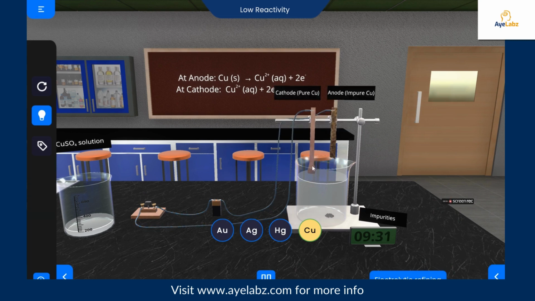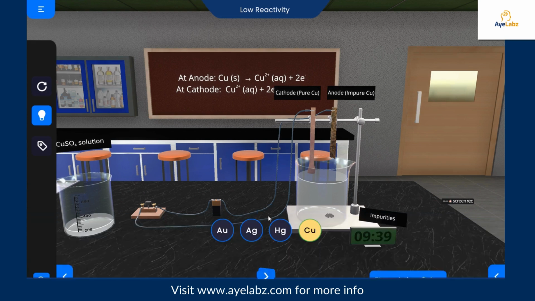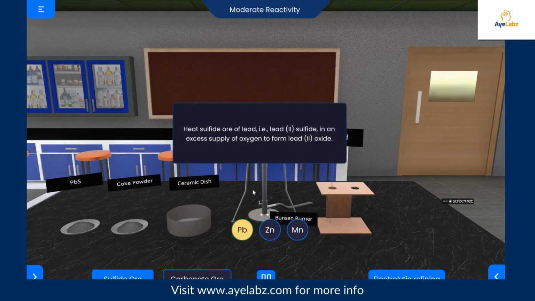Once the reaction is over, you can clearly see that anodic and cathodic reactions had happened over there. As the next part of the simulation, let me show moderate reactivity metals to you. Under moderate reactivity metals, we can't proceed through electro refining first because they are found in a combined state, not as a native state.